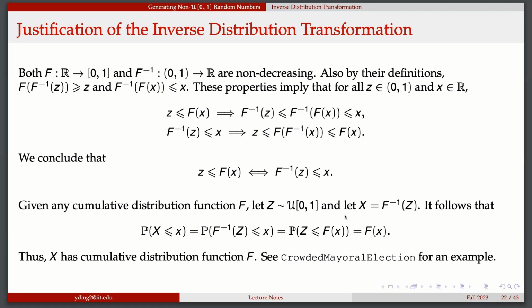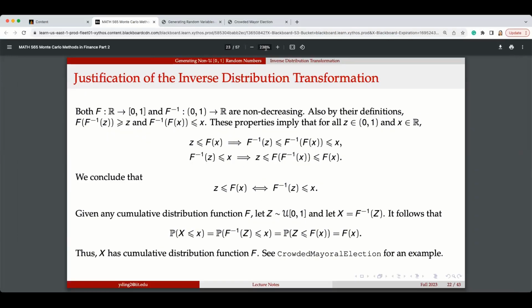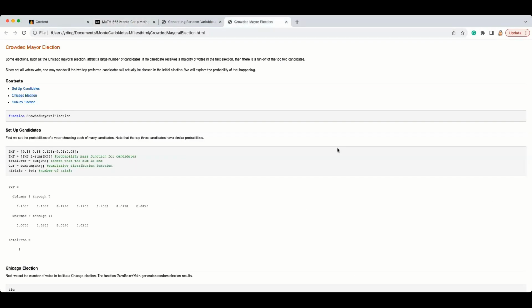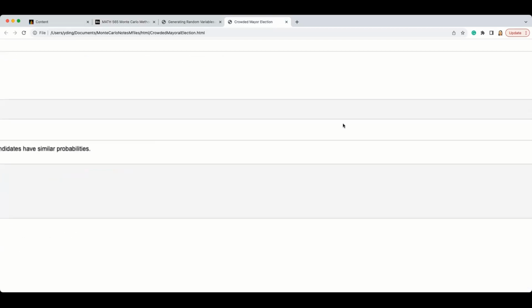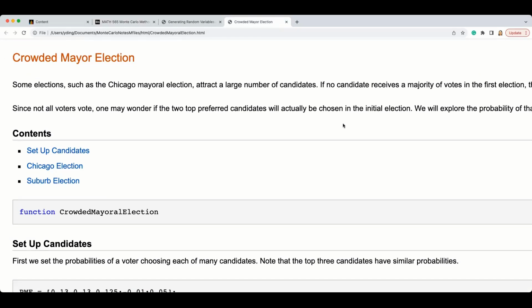So it sounds a little bit theoretical, but the most important thing is how we can try to use this method. So one idea is about this mayor election, this is the district one. So let's see how we can try to do it. Okay, so this one is a discrete one.